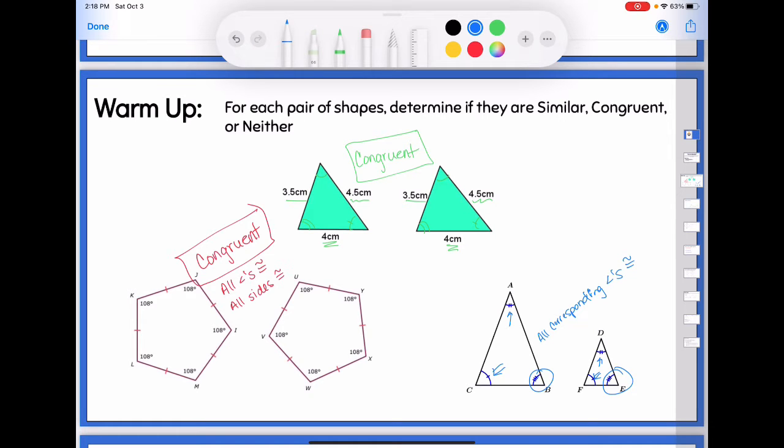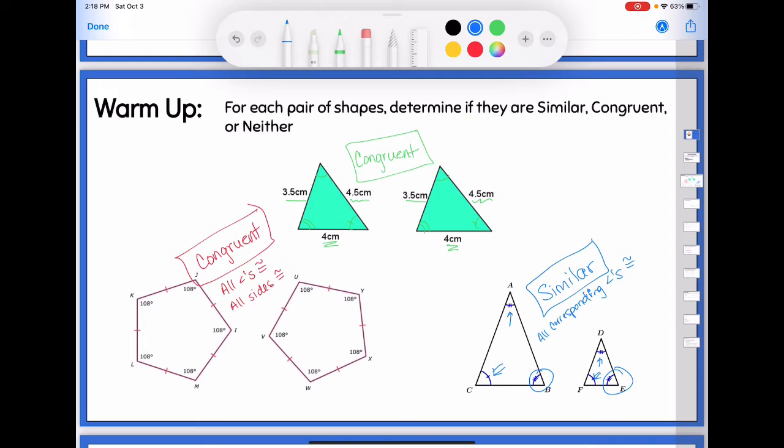But as you can see, triangle DEF is definitely smaller than triangle ABC, right? So even though all the angles are congruent, or all the pairs of angles are congruent, they're definitely different sizes. But they do look similar, right? So these two triangles are similar. They're the same shape, but different sizes. And that's if all I know are the angles.